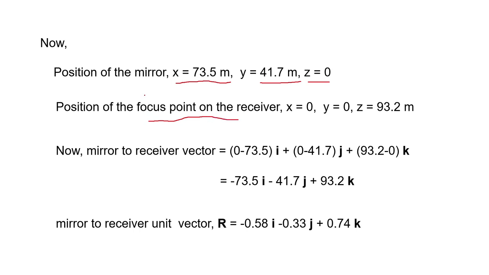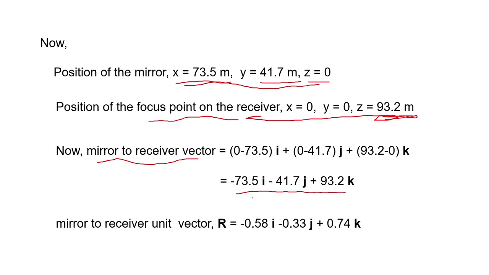The light after reflection from the mirror has to hit a particular point on the receiver, and that particular point is given by the optical height of the receiver. Optical height was given in the question to be 93.2 meter. It is along the z axis, so x and y coordinates become 0 and z becomes 93.2 meter. Once we know the focus point of the receiver and position of the mirror, we can easily find the mirror to receiver vector. It would be simply the position vector of the receiver minus the position vector of the mirror.